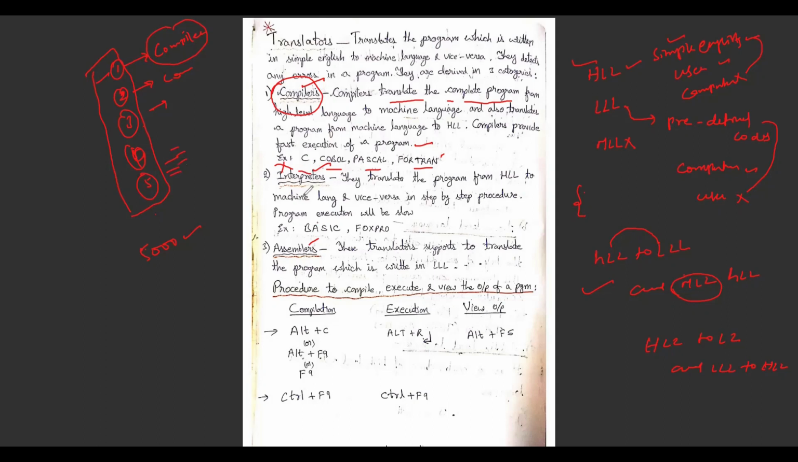So this is the interpreter. Now the compiler: what will the compiler do? The compiler will compile the complete program, all the lines at once, all the 5,000 lines at once itself.